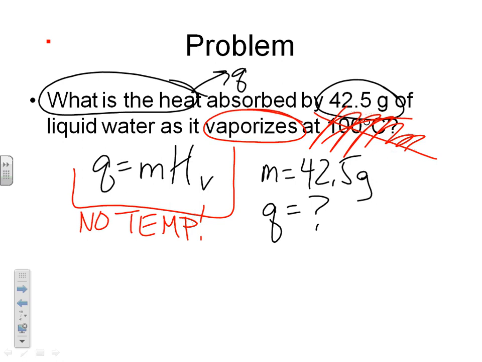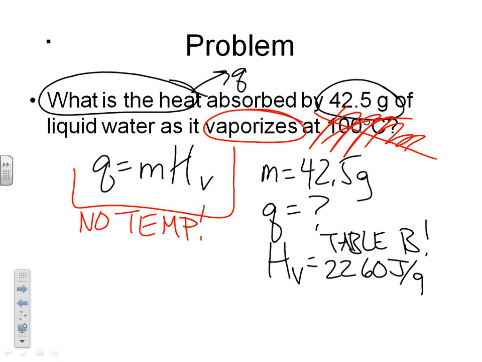Why did they give it to you then? To confirm that, yeah, this is water, and water vaporizes at 100 degrees Celsius. Yes, we are at the correct temperature for this water to undergo this phase change. Is it a part of the formula? No! Do not use it. Temperature is irrelevant. What do we need, though, if we want to get Q? We need HV. Where are we going to get that? Hopefully by now, you're starting to realize, Table B. Table B lists some of these heat constants for water. So that's 2,260 joules per gram.